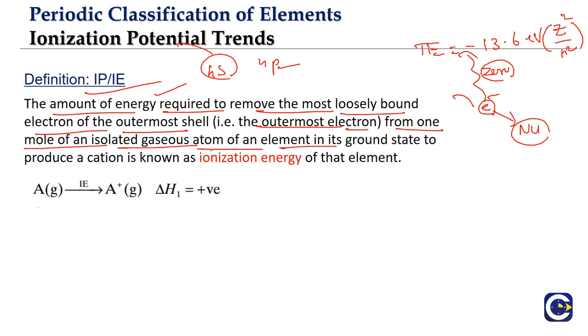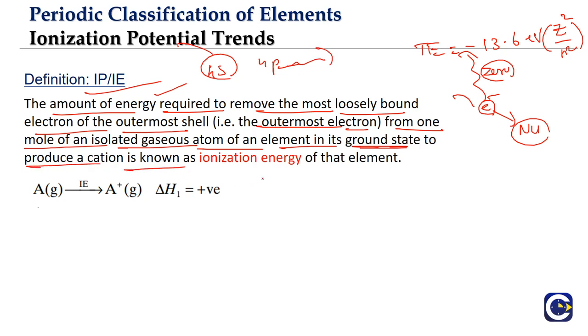Why are we saying 1 mole? Because we're talking about the molar requirement. So for 1 mole of the gaseous atoms of the element which is in the ground state, we remove the most loosely bound electron that will be in the outermost shell. In that also, if you have electrons in 4s and 4p, which one will we remove first? We'll remove the 4p electron because that will be the loosely bound. And when we remove it, what are we going to form? Of course we will form the cation.